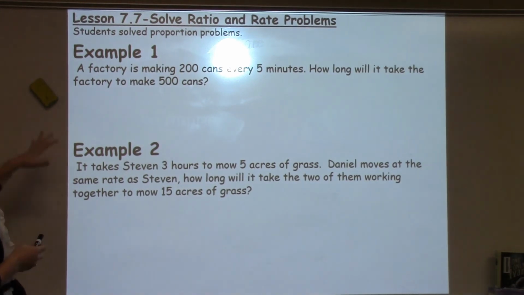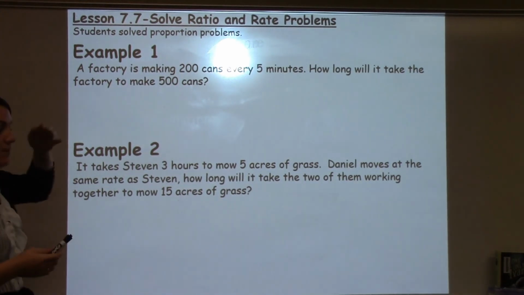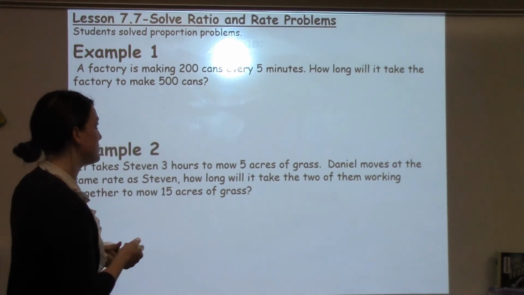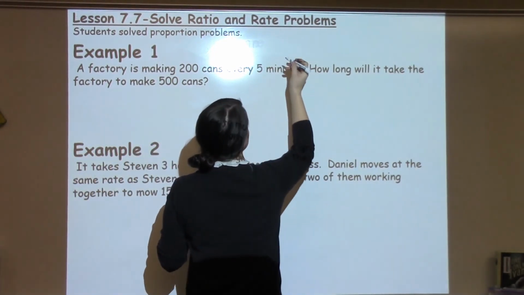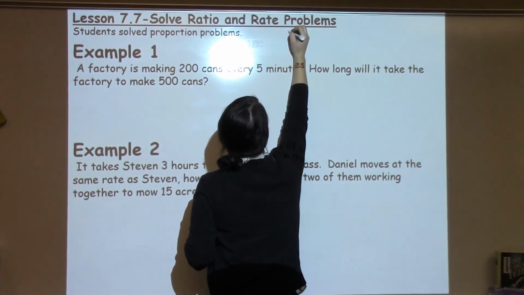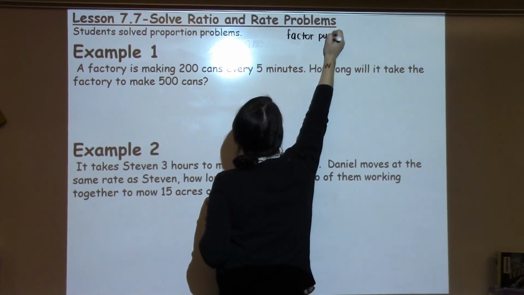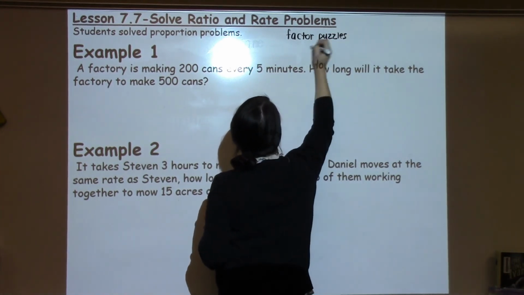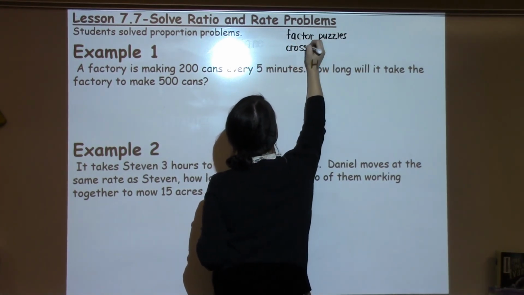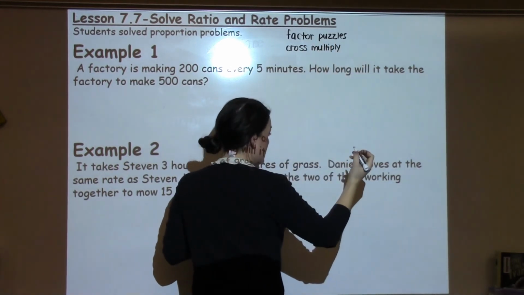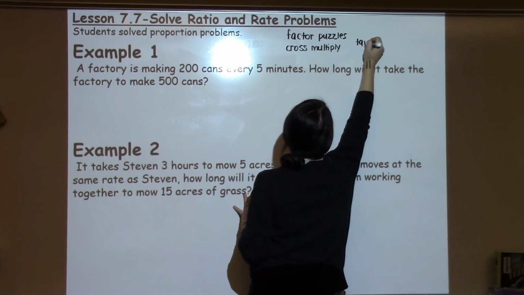So we are going to look at the first example, and I want to remind you of the three different ways that we've learned in Unit 7 to work with rates, ratios, and proportions. We have learned about factor puzzles, which is a review from Unit 1. We have learned about cross multiplying, and then isolating the variable with division, and then we've also learned to use tape diagrams.